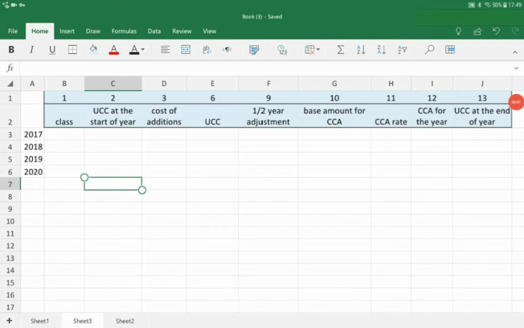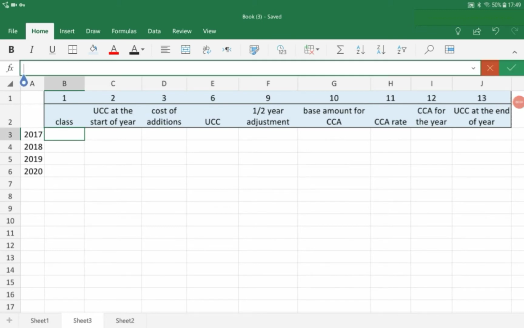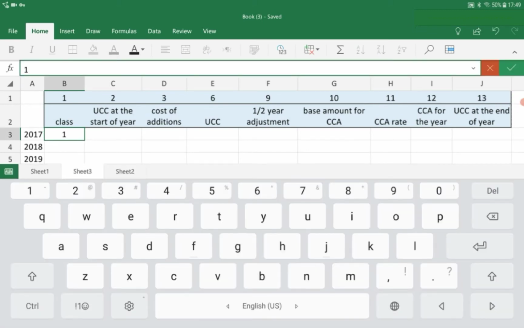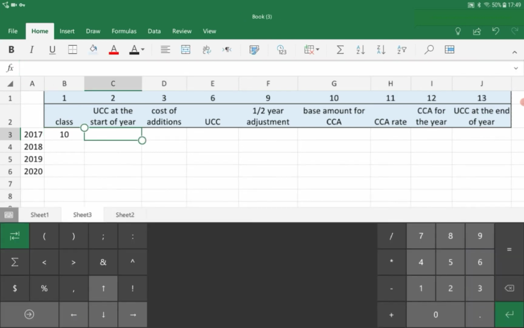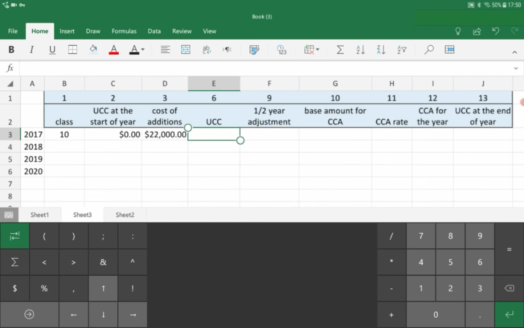So let's say you bought a car in 2017 for $22,000 before tax, and it doesn't really matter if it was a new or used car, because the cost before HST and GST is below $30,000. The class of the property for the purposes of CCA is class 10. Because this is the first year, the UCC at the start of the year will be 0, and the cost of addition will be the vehicle price before taxes.